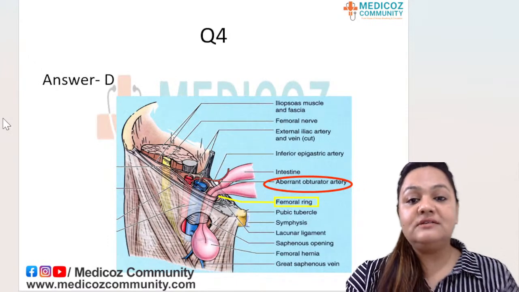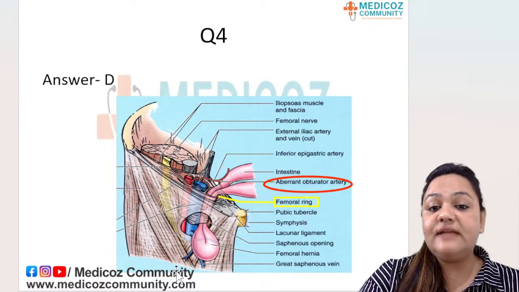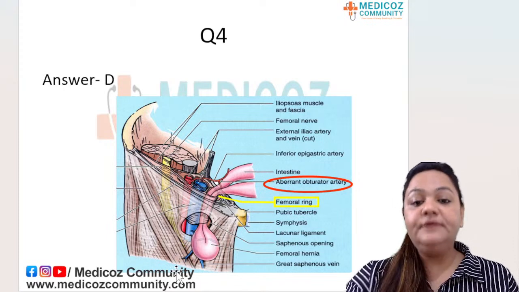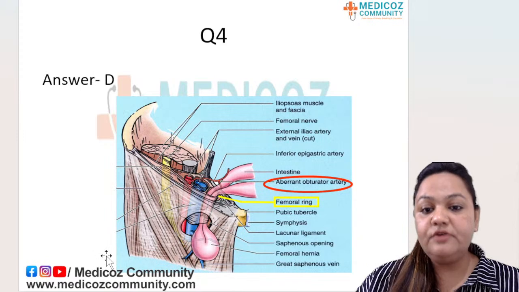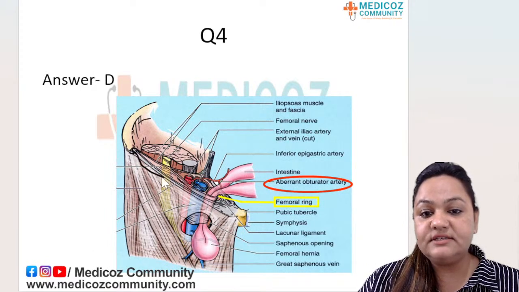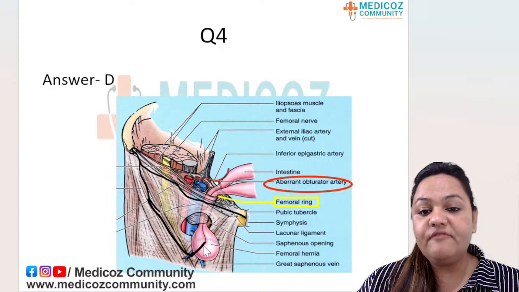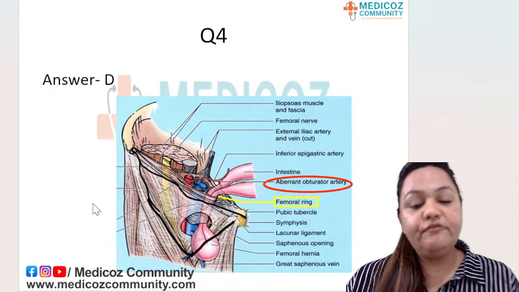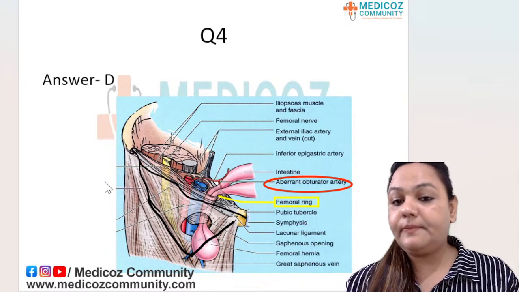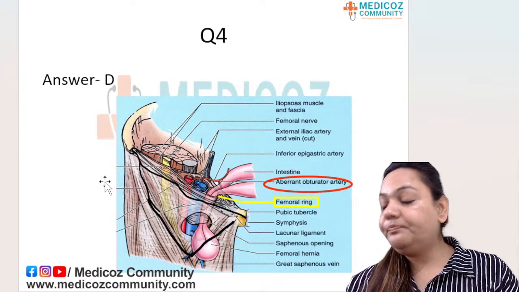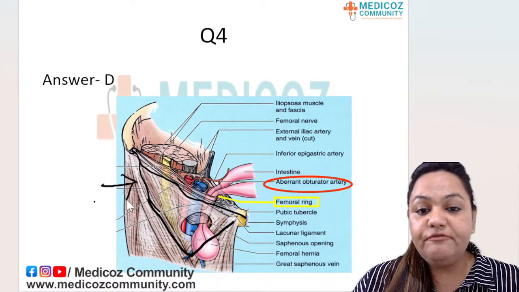So to find out the answer to this question number 4, we just have to look into this diagram. Here you can see this is the diagram which is showing the anterior compartment of the thigh. Here we have this ligament which is called the inguinal ligament, and just below the inguinal ligament here we have a triangle which is called the femoral triangle.